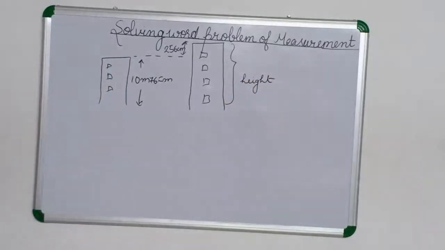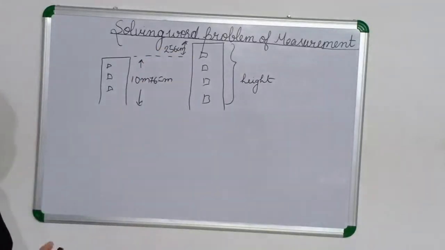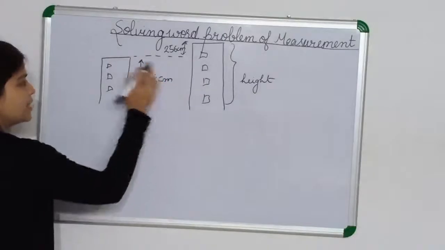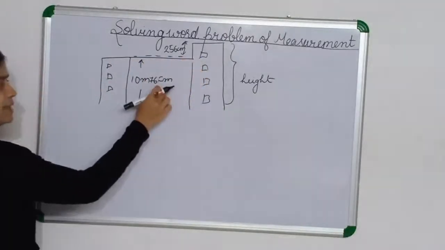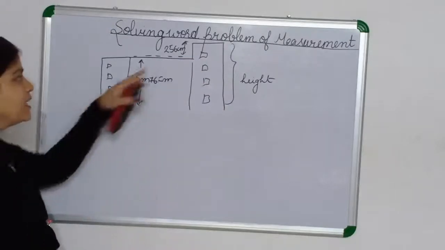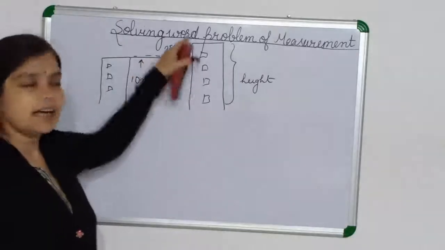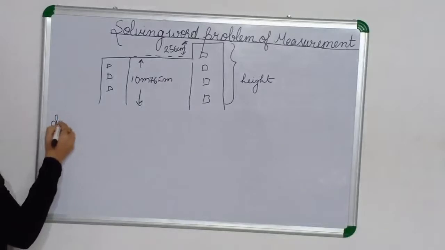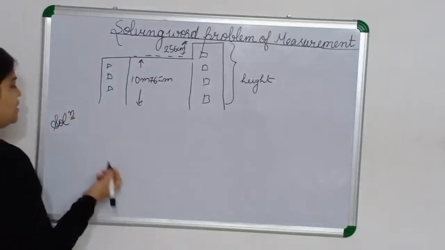What we have to do? We have to calculate the height of the building. How will we calculate? You guess. So what are we going to do here? This much height we know only. This much height is 10 meter 76 centimeter, and we will add this 256 centimeter also. Then we will get the height of this building. So how will we solve? I am showing you the solution.